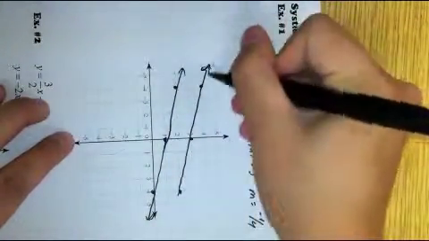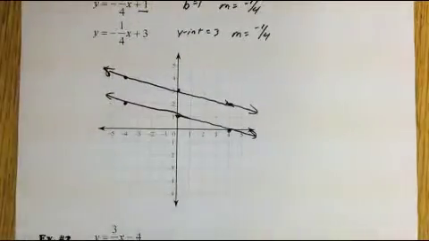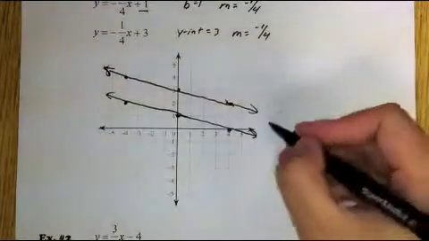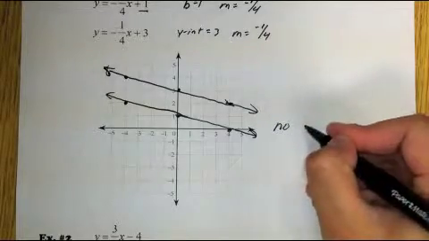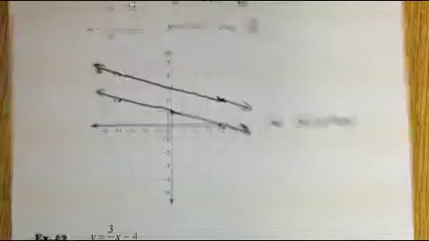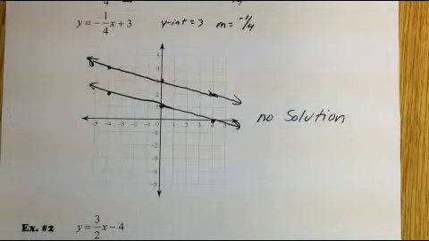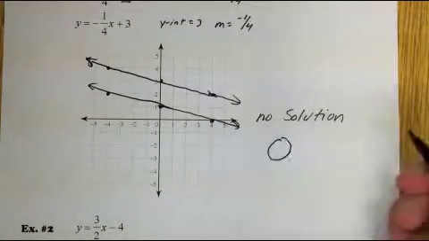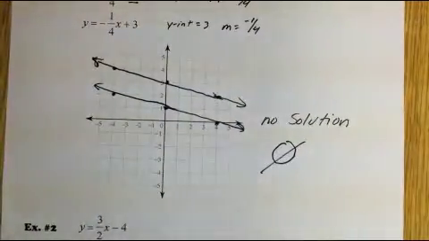What do you see? Tell me what you see. Come on now, parallel lines. What is the solution? Will they ever intersect? Will we ever get a solution? Nope. So it's no solution. What is the symbol for no solution? I'm curious if you guys know. It's really nice and easy. It's a 0 with a slash through it.